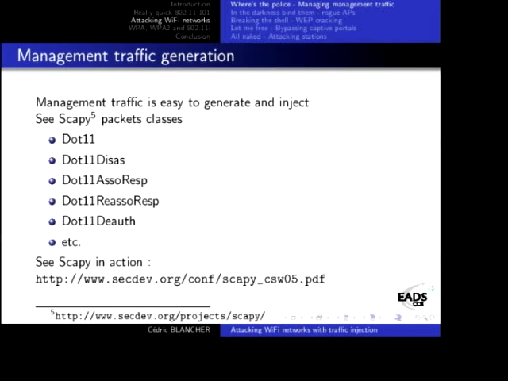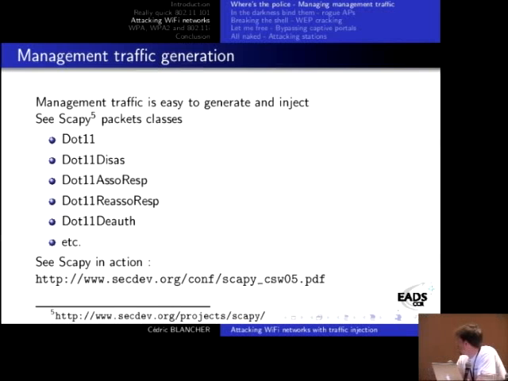Management traffic generation is very easy. Any driver able to do master mode, to be used as an AP, is able to inject management traffic. For my tests, I played with Scapy, a Python network traffic generation tool. It has a pretty good Wi-Fi layer, so you can have a look at the nifty packet classes that are already built. You can make a denial of service with one Python one-liner. You can see the Dot11 packets: association, association answer, reassociation answer, deauthentication, etc.